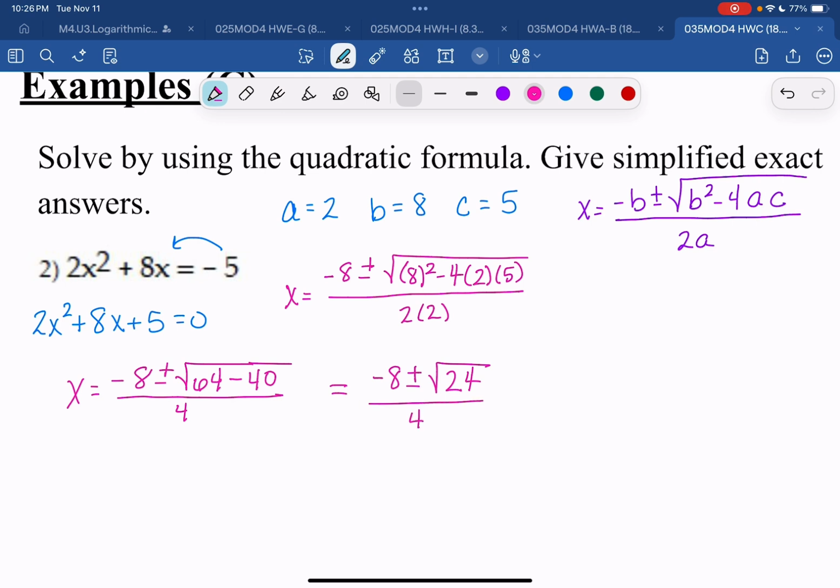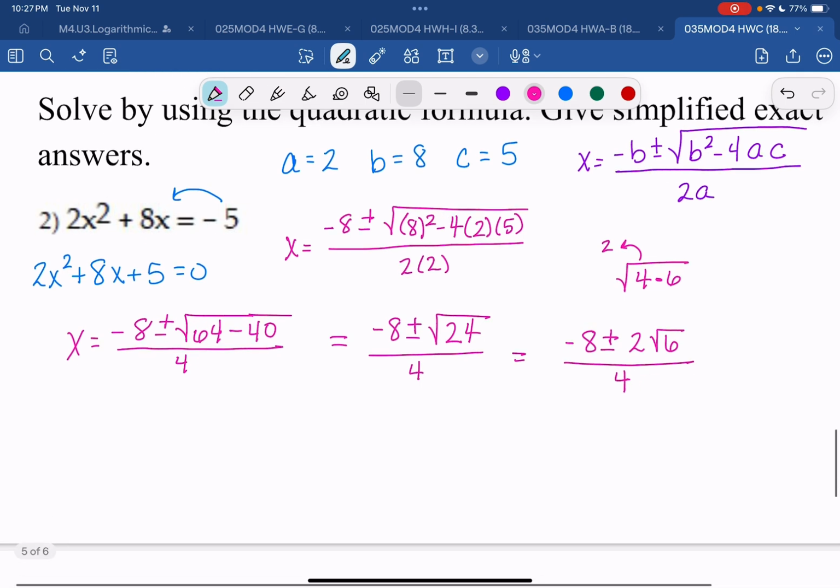And now I've got to work on cleaning up that square root. So if I were to divide that square root up into perfect squares, I could say that I have negative 8 plus or minus, well, 24, I could write that as square root of 4 times 6. 4, that could come out as the square root of 4, which is 2. So that would be the same thing as 2 square roots of 6 over 4.